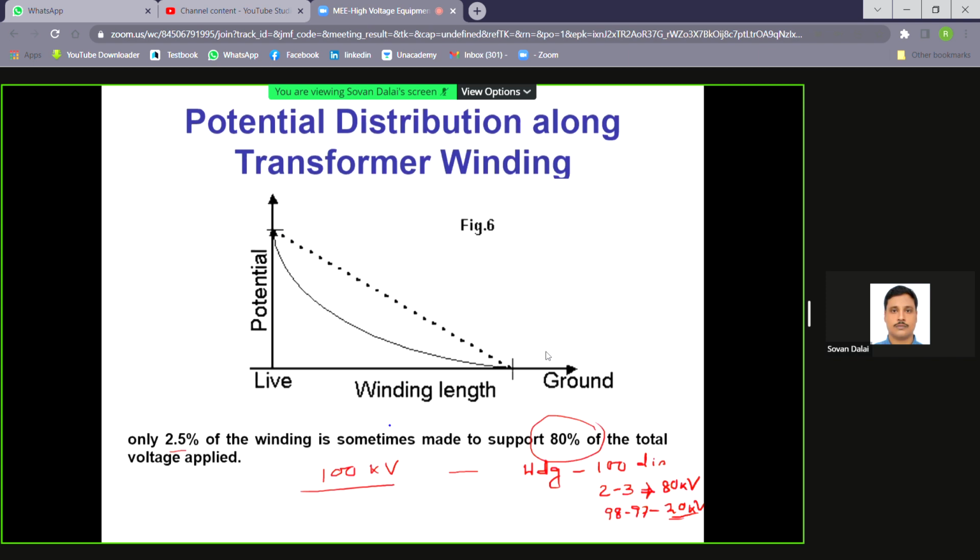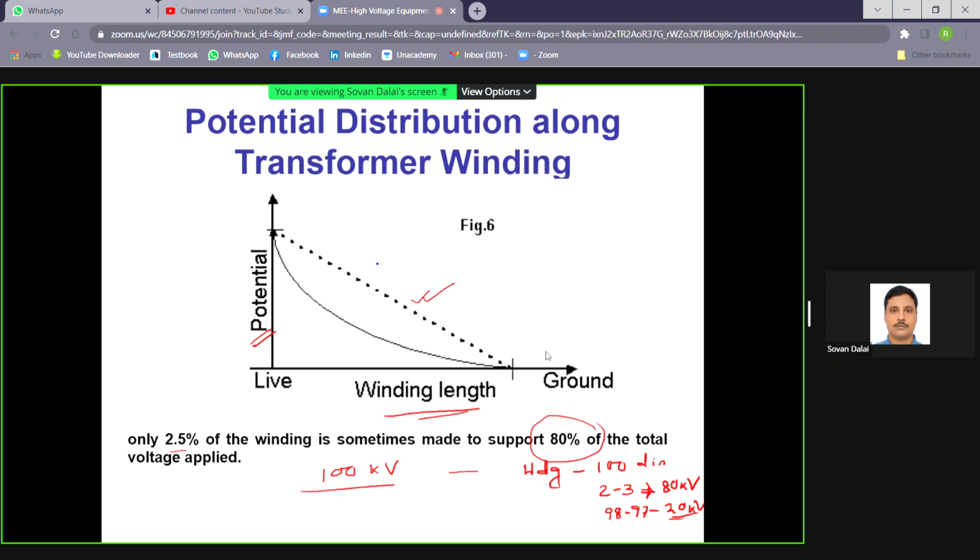This shows the potential distribution versus the winding length. Actually, if there were no effect of ground capacitance, it would look like this dotted line, but in actual cases the distribution always deviates from this dotted line. That depends on the effect of the ground capacitance. But the most important thing is that the disc nearest to the live conductor is subjected to maximum voltage. So due to that, what will happen?